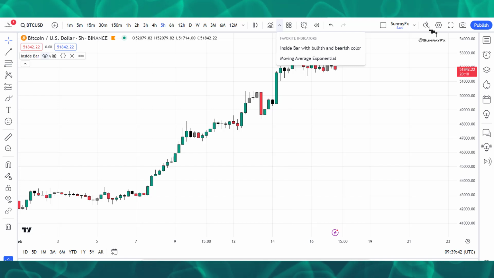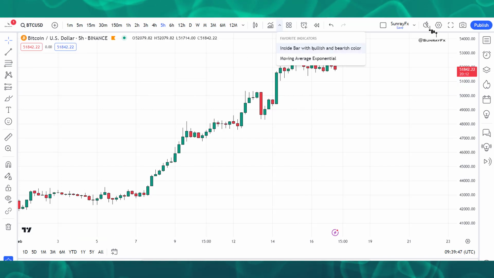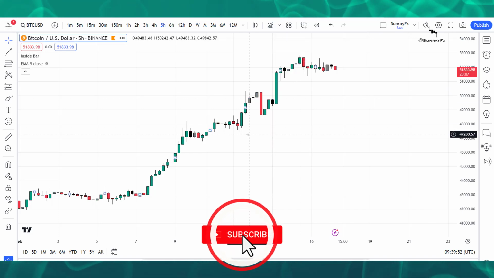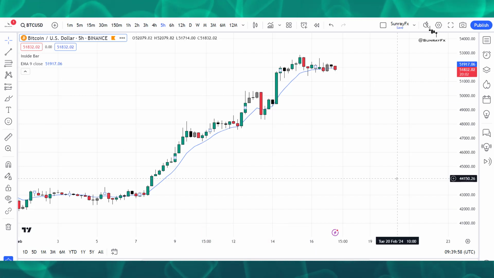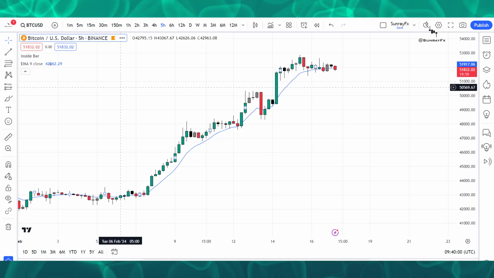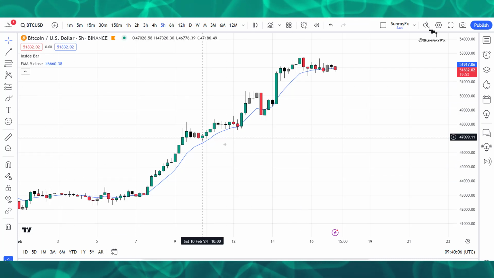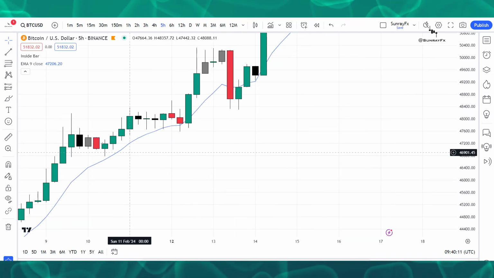So now I have this one there. Let me clear it now. Let me go to favorite indicators and add these 2 indicators to my chart. I added inside bar right now. Let me add the moving average also. The first thing that you need to do is some custom settings on those 2 indicators. After you do the custom settings, I'll then go to how you are going to trade it.